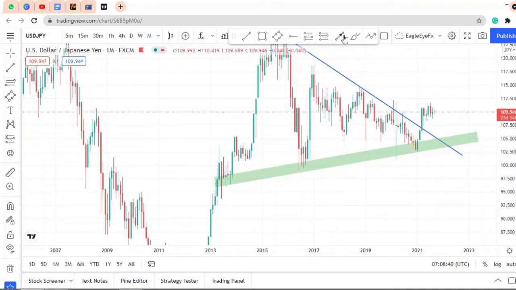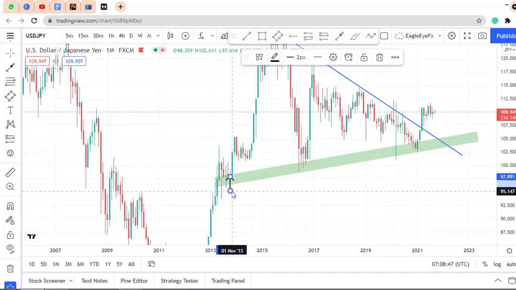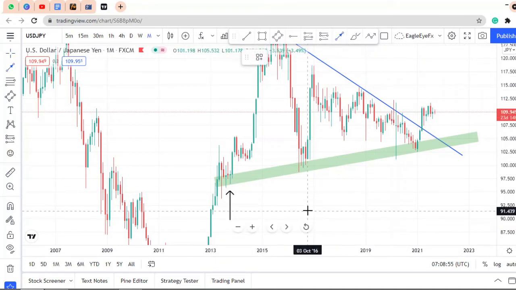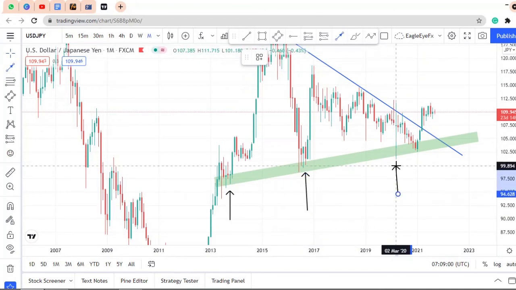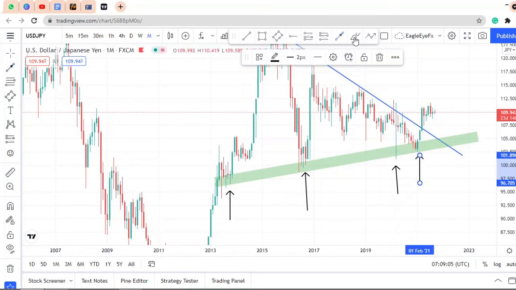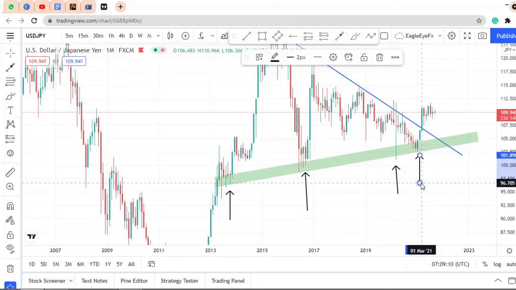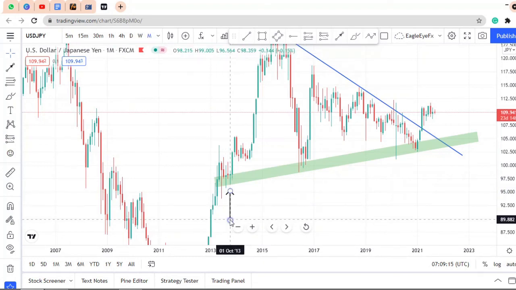Because I see every time the market came to this level here, then you see that it was pushed up. Okay, then we see also another level here pushed up, then we see also here, then we see also here, then this one comes with a breakout. Okay, so that's the first thing that I wanted you guys to see on USDJPY.